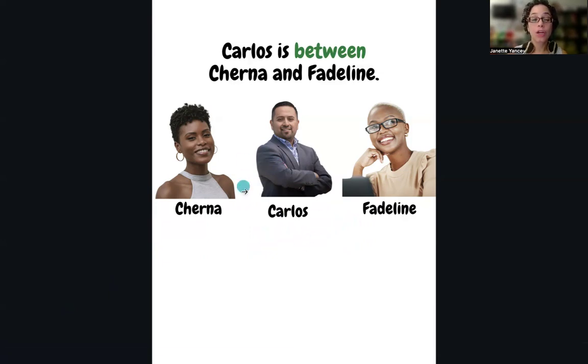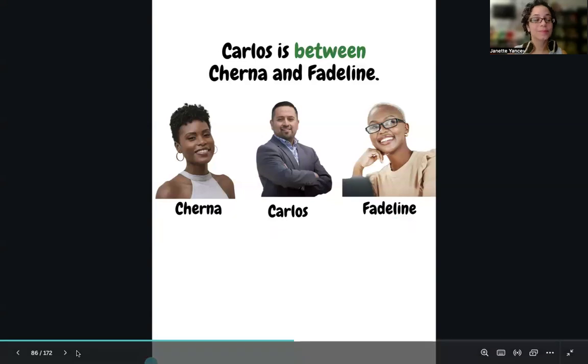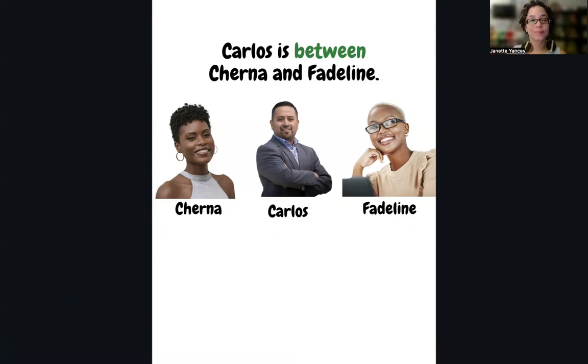Between. Carlos is between Cherna and Fadeline. Between es entre. Entre. Between. Carlos is between Cherna and Fadeline. You try. Carlos is between Cherna and Fadeline.